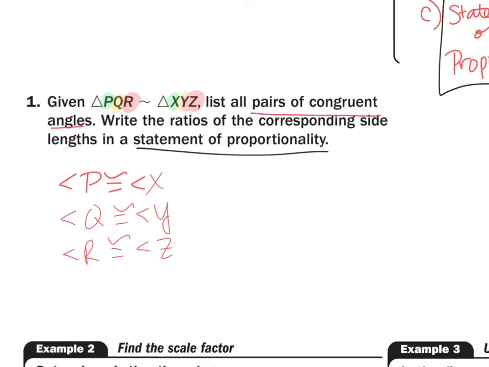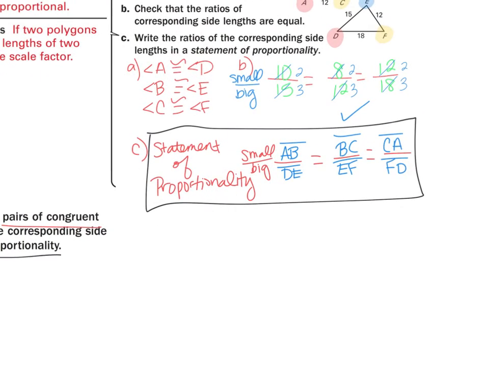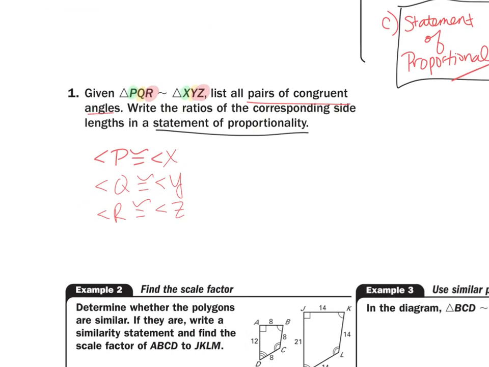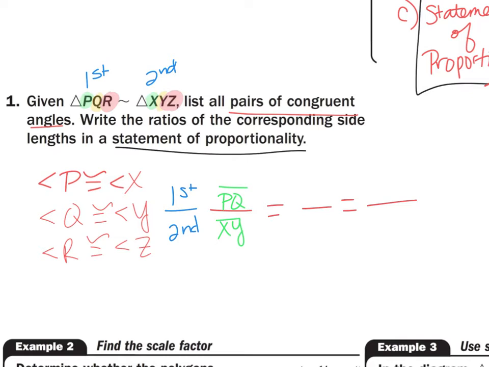Okay, so they want you to list the pairs of congruent angles. Check, we did that. Now they want us to write the statement of proportionality, which looks like this one that I boxed. So let's go ahead and do that. We're going to have to do it just by using the letters. It's okay. We can do it. Let's say this is the first triangle and this is the second triangle. So let's do first over second. So a side on the first triangle would be PQ. So that was green then yellow. Then I'm going to do the same thing on the second side. Green then yellow, that would be XY.